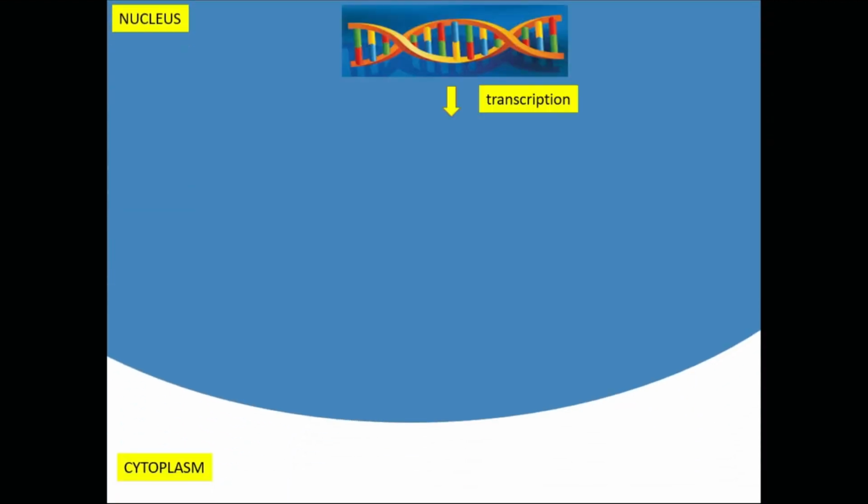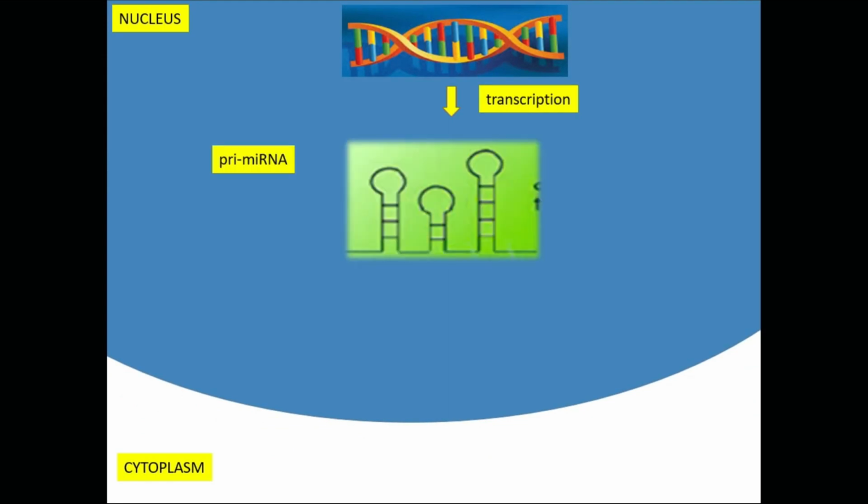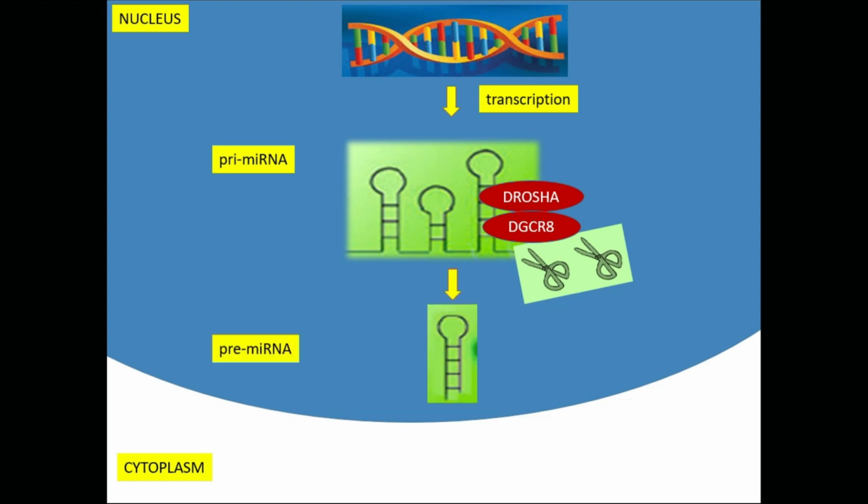Talking about the synthesis, it's going to happen in the nucleus first. The DNA by transcription will form primary microRNA, multiple hairpin loops. One of these loops will be cut out by DROSHA and DGCR8. Next we have pre-microRNA, precursor microRNA. So DROSHA and DGCR8 have brought out one hairpin loop. This hairpin loop is now going to move out of the nucleus via a port, exportin 5.